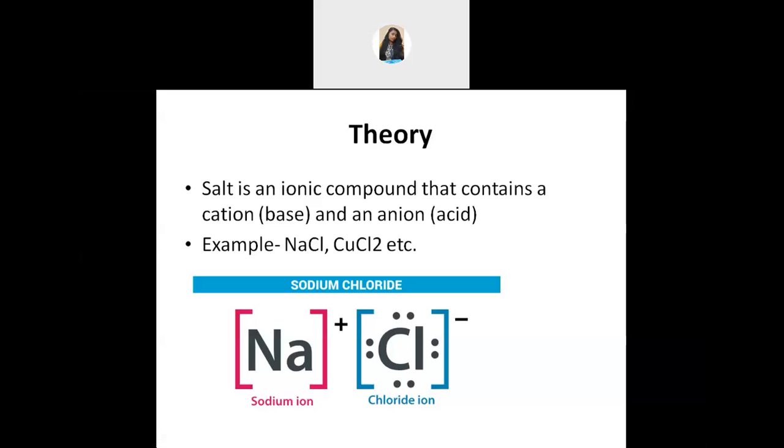What happened to you? Cation is positively charged and anion is negatively charged. Yes, cation is positively charged and anion is negatively charged. Yes, very good.